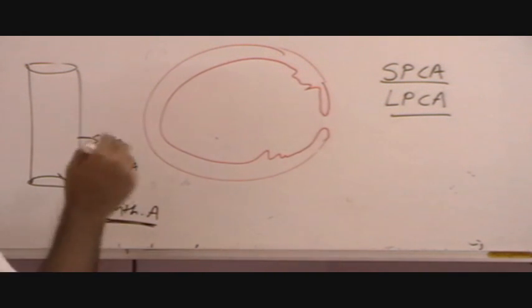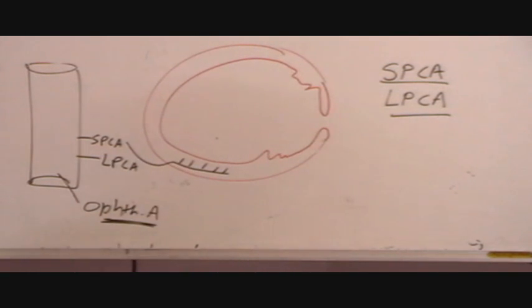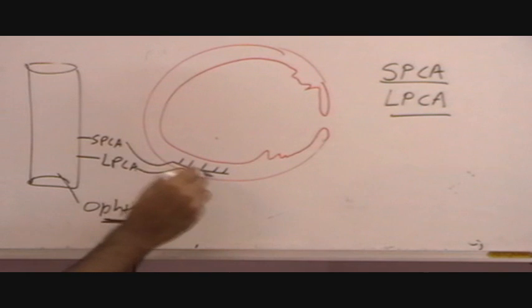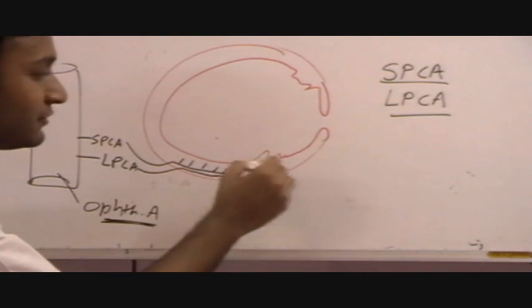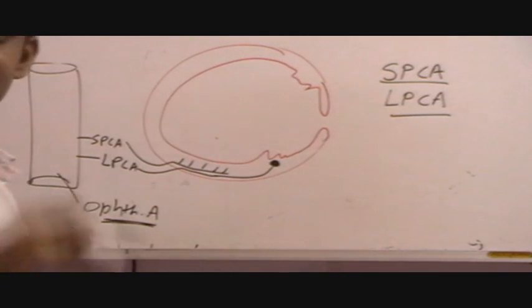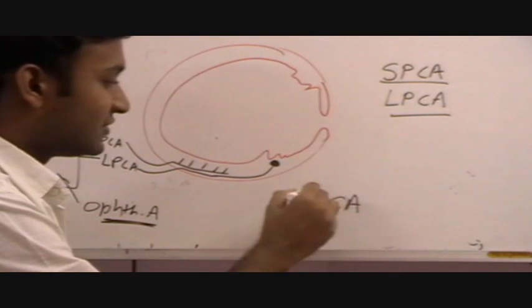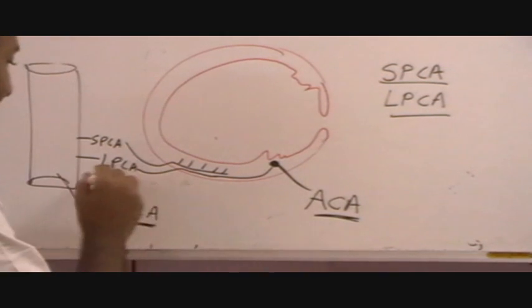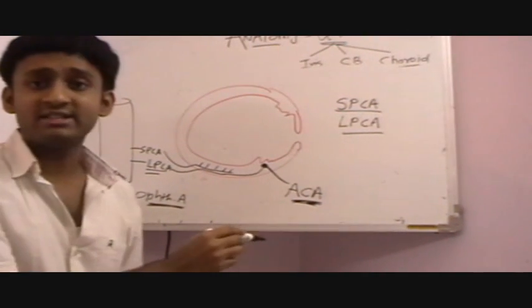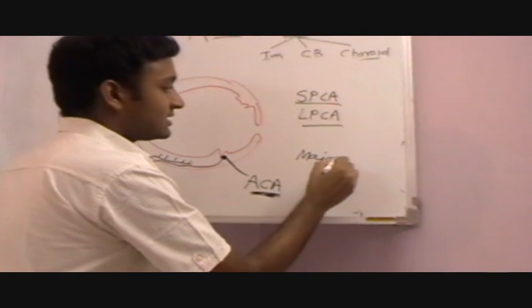The SPCA is going to pierce the sclera, enters this part of choroid, supplies the posterior part of choroid. LPCA again pierces sclera, enters the choroid. Both of them travel in the suprachoroidal space. But LPCA, as the name implies, is long, so it goes long. And at this part of ciliary body, it forms anastomosis with another artery called the anterior ciliary artery. This comes from the muscular branches of the recti muscles. So LPCA and ACA, anterior ciliary artery, will form an anastomotic circle called the major arterial circle.